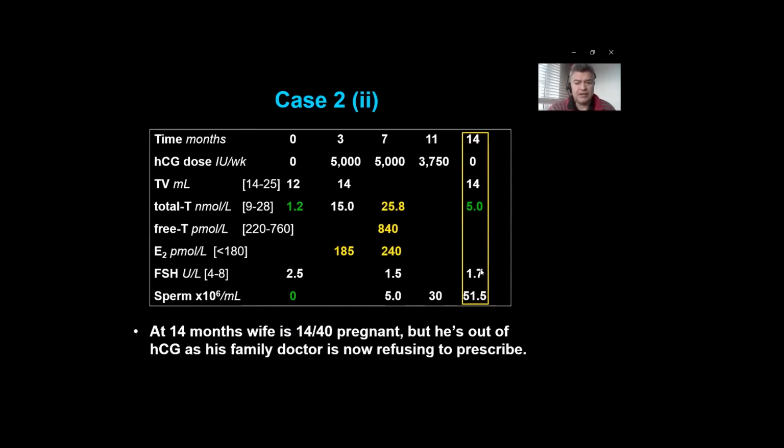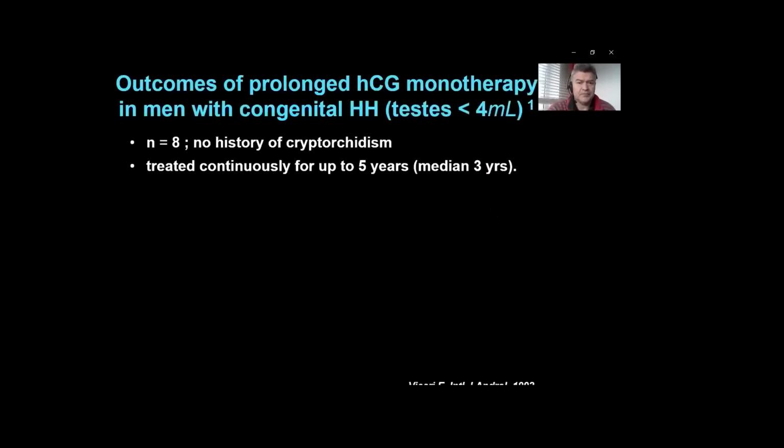At 14 months, he's got over 50 million sperm, but actually testosterone is now low, and this is because his wife's pregnant and he's run out of HCG. So that's how relatively easy it is to induce sperm in a man with underlying decent fertility, just putting back HCG after he'd lost gonadotrophins due to acromegaly treatment. But HCG is not a panacea though.